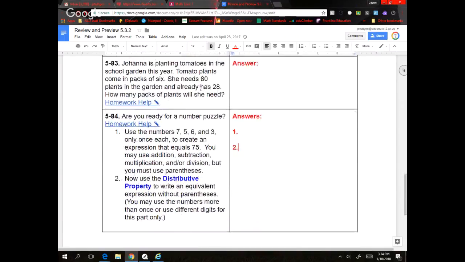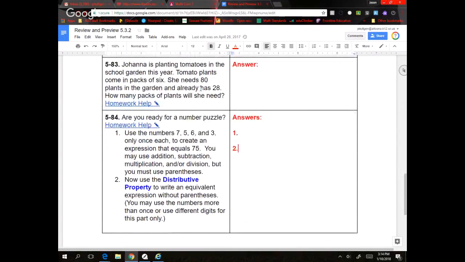8.83. She's got a garden, and she's going to plant tomato plants, and they come in a pack of 6. Important. She needs 80 plants. Also important, it says she already has 28. So here's how I went about solving that.